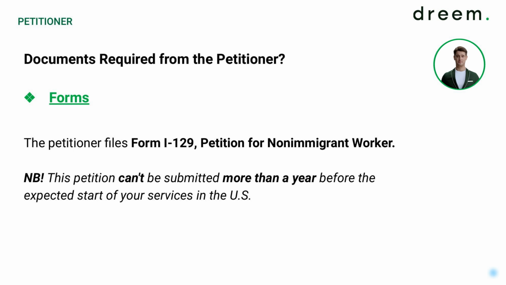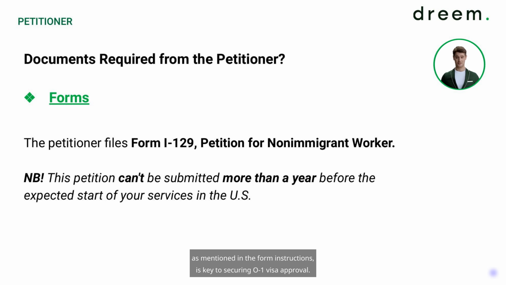Forms. The petitioner, whether a U.S. employer, a U.S. agent, or a foreign employer through a U.S. agent, files Form I-129, Petition for Non-Immigrant Worker. This petition, with the necessary supporting evidence as mentioned in the form instructions, is key to securing O-1 visa approval.